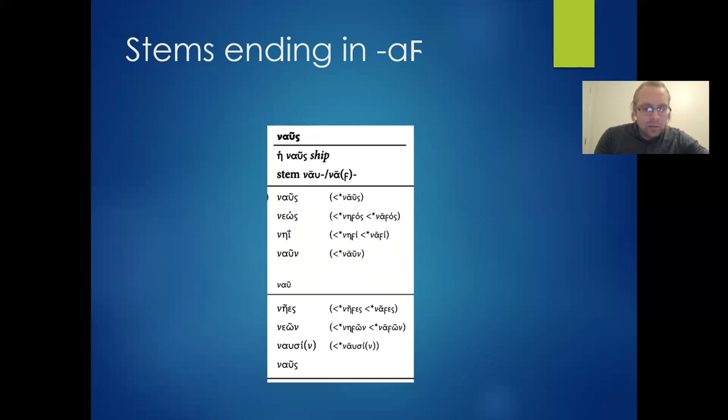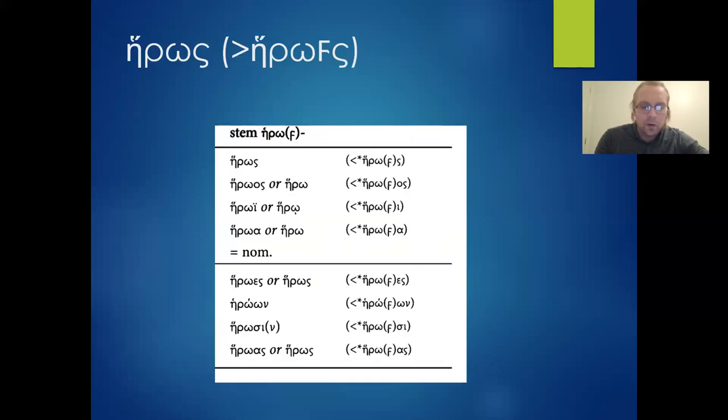Okay, the last paradigm of today, which is heros, that means hero or demigod. And here, there has also been an original gamma in the stem, but this letter disappeared without a trace. So this word is inflected as follows.